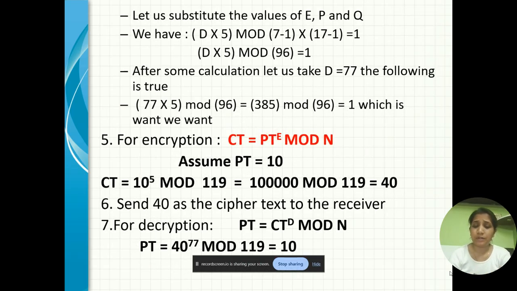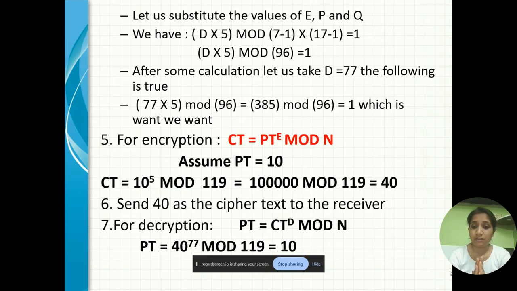So select the private key, that is d into e mod (p minus 1)(q minus 1) equals 1. Let us substitute the values of e, p and q. We have d into 5 mod (7 minus 1) into (17 minus 1) equals 1, that is d into 5 mod 96 equals 1. After some calculation, let us take d equals 77. The following is true: 77 into 5 mod 96, that gives us 385 mod 96 equals 1, which is what we wanted.